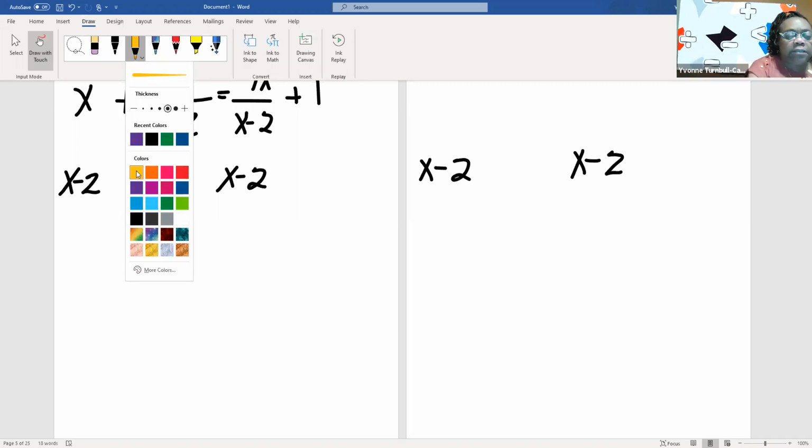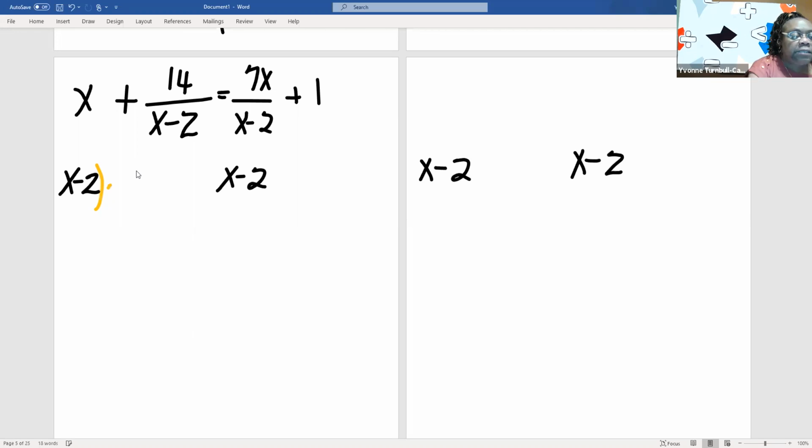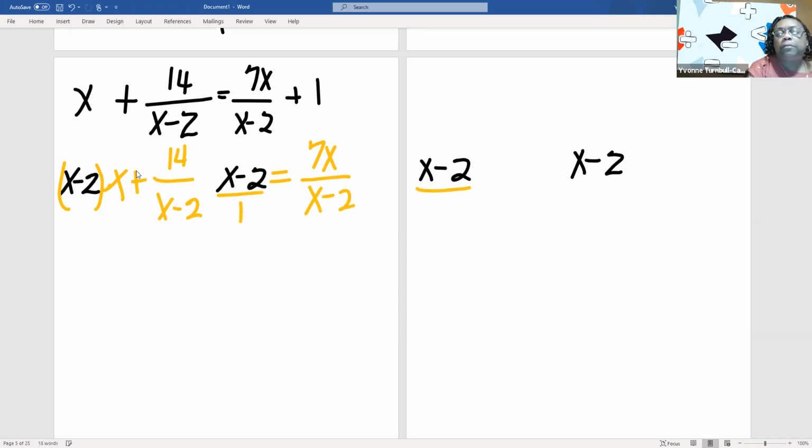And we know that we're going to multiply each one. Our first term is x. So we're going to multiply this. I'm going to put it in parentheses because x stands alone, and we don't want it to look like it says 2x. We're going to put it in parentheses plus 14 over x minus 2 equals 7x over x minus 2. Remember, that's in the numerator. That's in the numerator. Plus 1. And here again, we're going to use parentheses so we can show it as an expression.